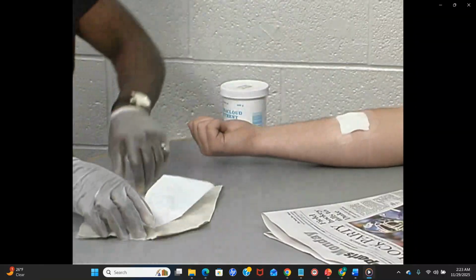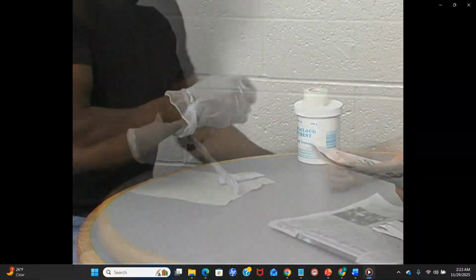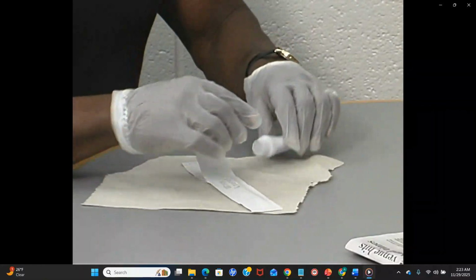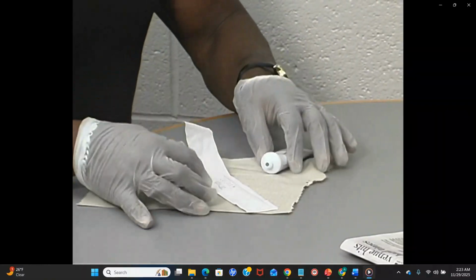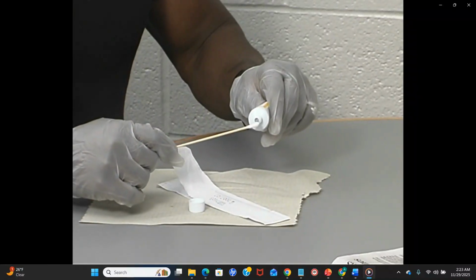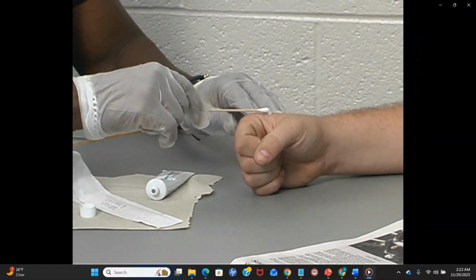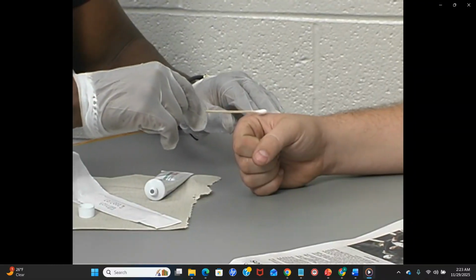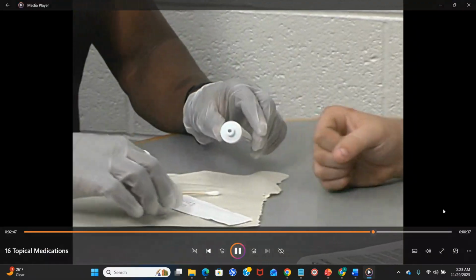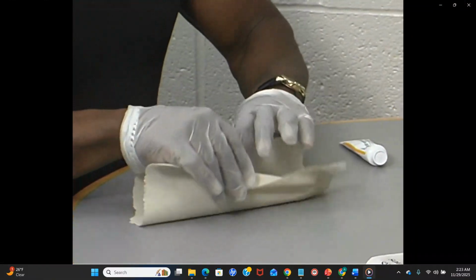When you are finished, discard the used supplies and your gloves in the trash. When applying topical medication to a small area, use a sterile cotton-tipped applicator or sterile gauze. Again, discard the used supplies and your gloves in the trash when you are finished.